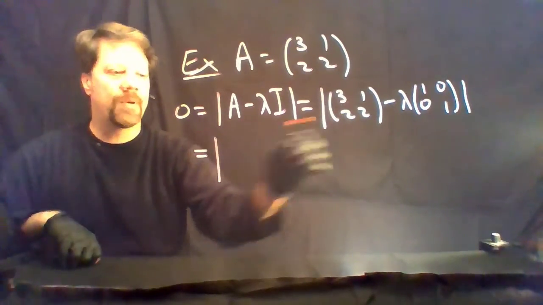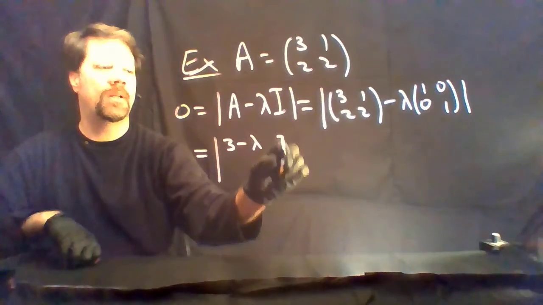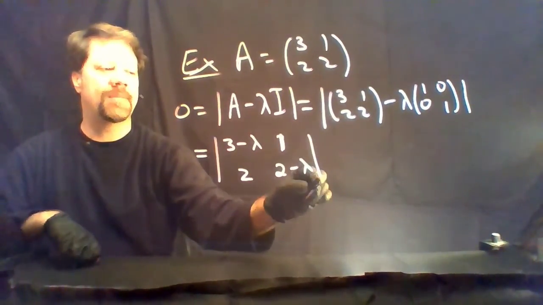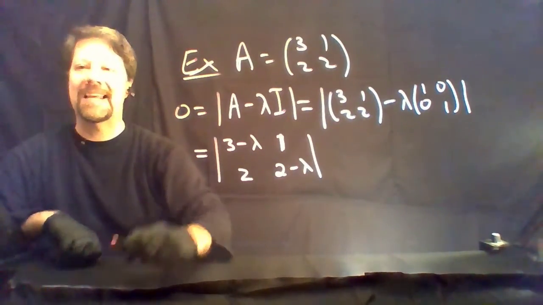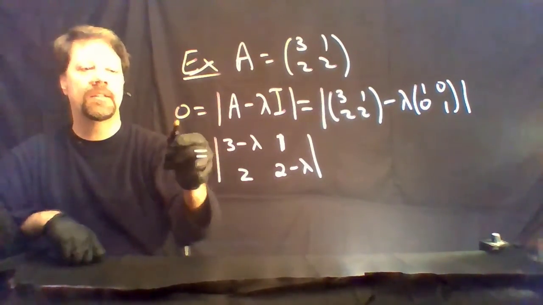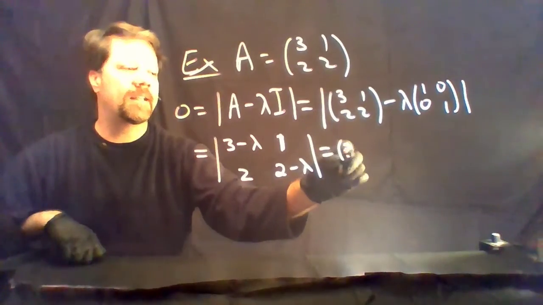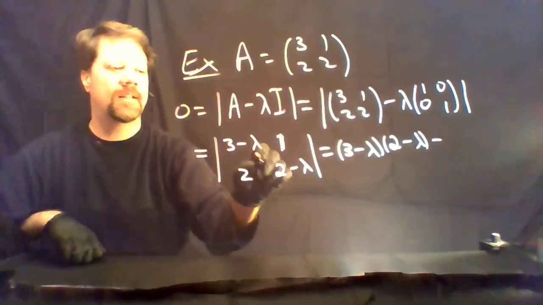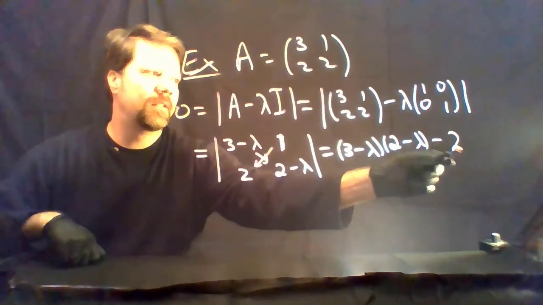Performing these operations, you end up with the determinant of 3 minus lambda, 1, 2, 2 minus lambda. You can see in the future, all you have to do is subtract lambda from the diagonal elements, take the determinant, and set it equal to 0. In this case, we get 3 minus lambda times 2 minus lambda, that's this product, and then you subtract the product in the other way, which is 2.